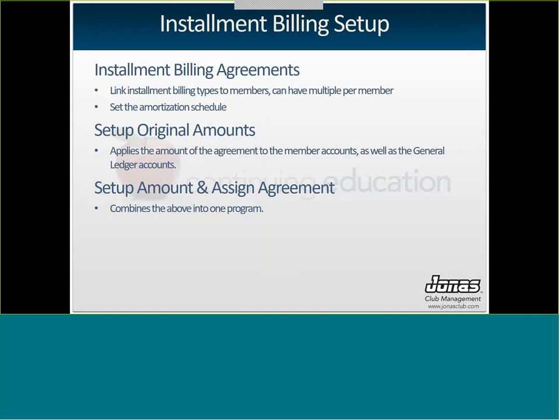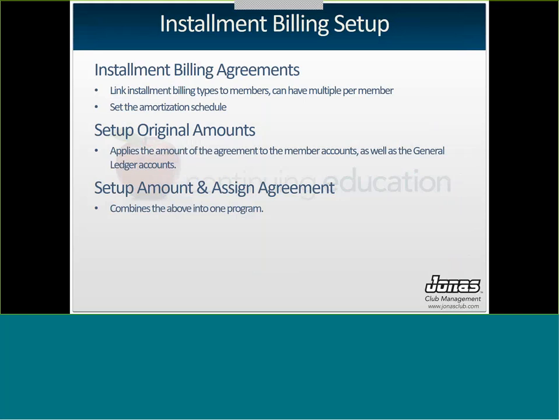So once you have your installment billing type set up, you have a couple of different ways to bill members. The first option on the menu is installment billing agreements. This links installment billing types to members, and it lets you set up the amortization schedule. Set up original amounts takes what you've linked and applies the amount of the agreement to the member account as well as the general ledger accounts. So if you are going that route, you do have to go to both of those options.